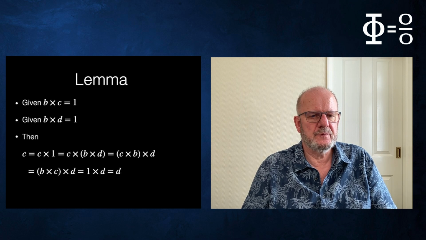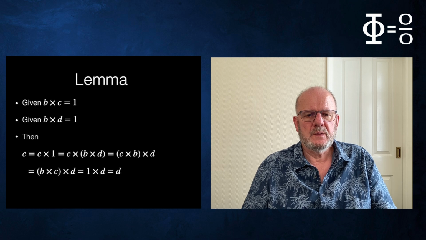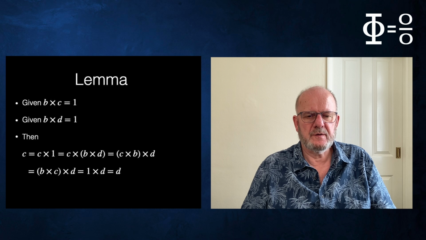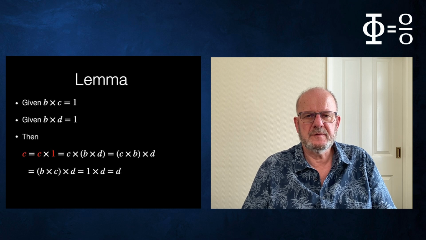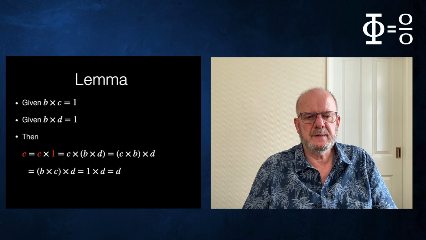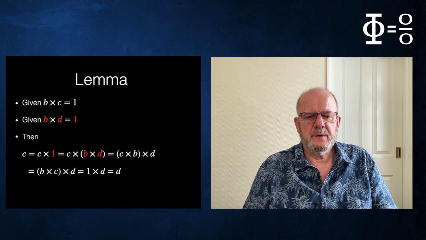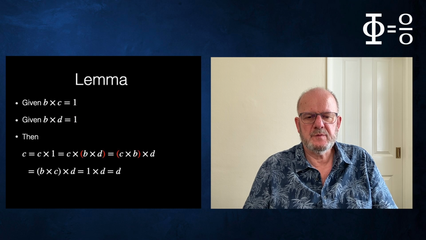And how do we prove this? Well, we start off by saying something true. We start off by saying that c equals c times 1. This is true because any number times 1 is equal to itself. And we know that 1 equals b times d. Arithmetic is associative, so we know that c times the product of b and d is equal to the product of c and b times d.